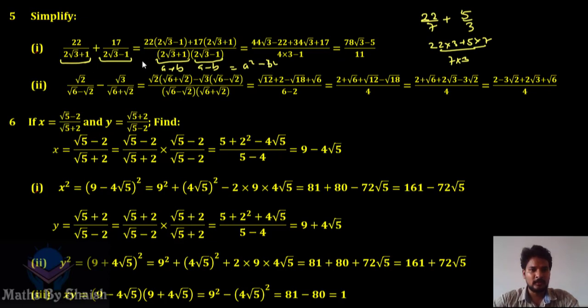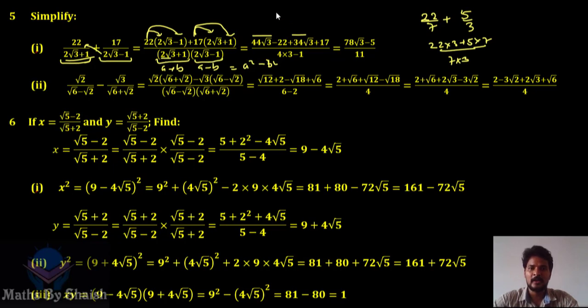So we multiply the denominators as they are, and by cross multiplication, 22 times (2 root 3 minus 1), and 17 times (2 root 3 plus 1) here. If we simplify, 22 into 2 is 44 root 3, 22 into 1 is 22, and 17 into 2 is 34 root 3, and 17 into 1 is 17. We simplified: 44 and 34 is 78 root 3, and minus 22 plus 17 is minus 5, upon 11, because the denominator is (2 root 3) square minus 1 square.